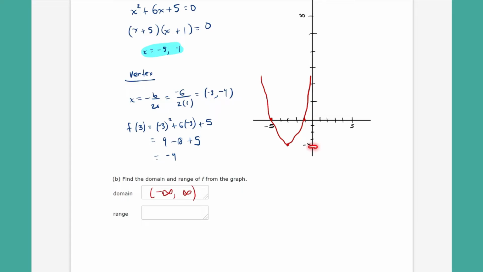And the range, you're looking at the lowest y value. The lowest y value is right here at negative 4. And the highest y value is infinity because it's going to continue to go up indefinitely. So we would write that as negative 4, close bracket, positive infinity, open bracket.